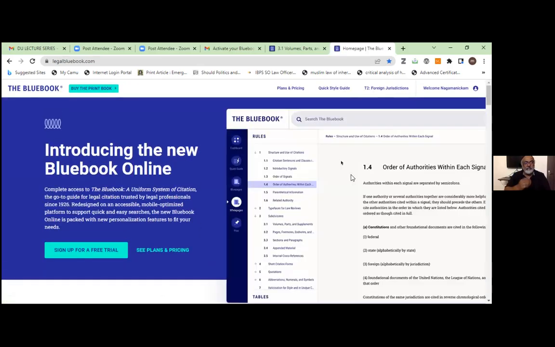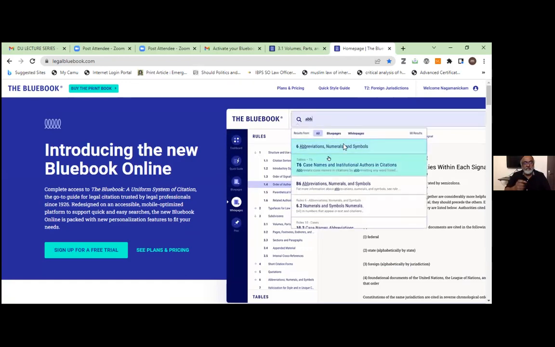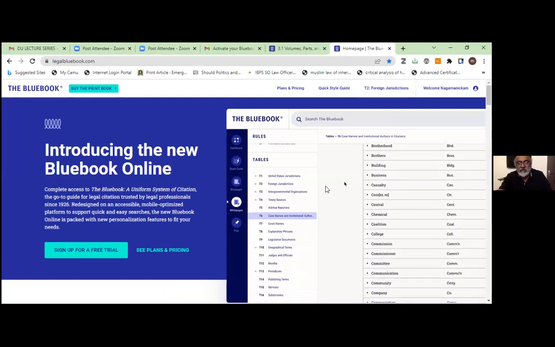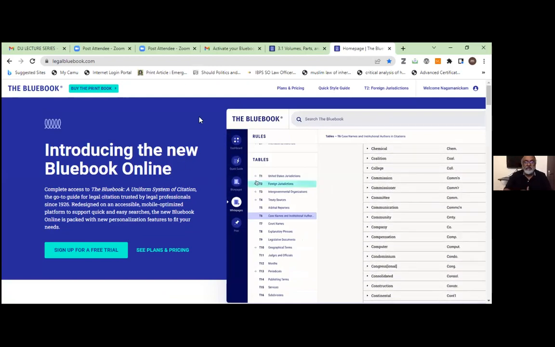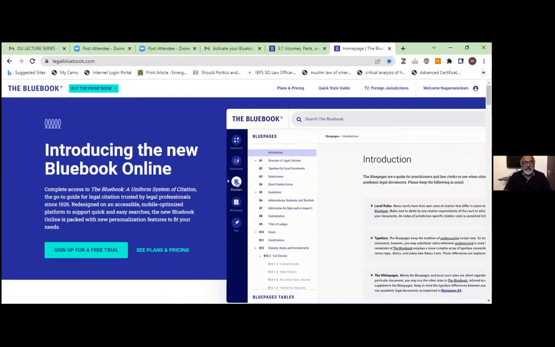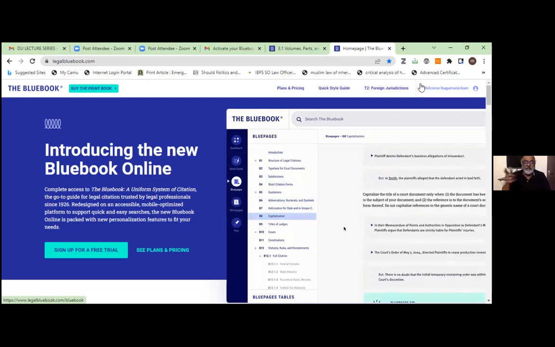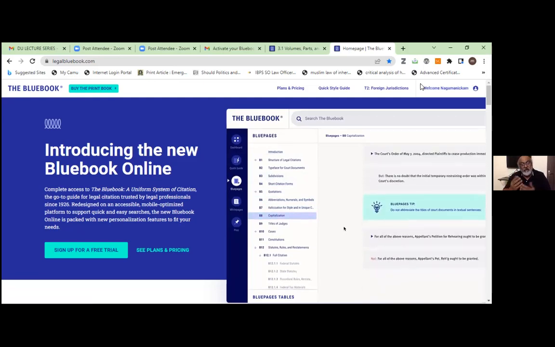Here, the one that is appearing on the right side of the screen, the Blue Book, is showing you rules and tables. This is how it looks like. I have not subscribed to it. I didn't pay for this. You have a 3-day free trial. Here you can see sign up for free trial.